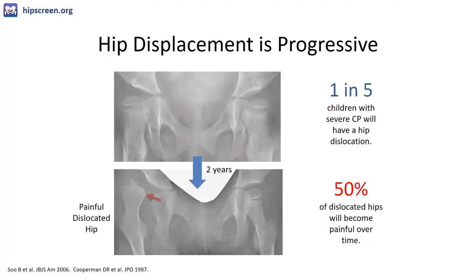As you can see in this child, over 2 years, it goes from subtle hip displacement that you'll be able to better recognize by the end of this presentation to a painful dislocated hip with very poor options for treatment. 50% of these hips that are dislocated will become painful over time. And so hip displacement represents a huge burden of disease on a population of children with CP.